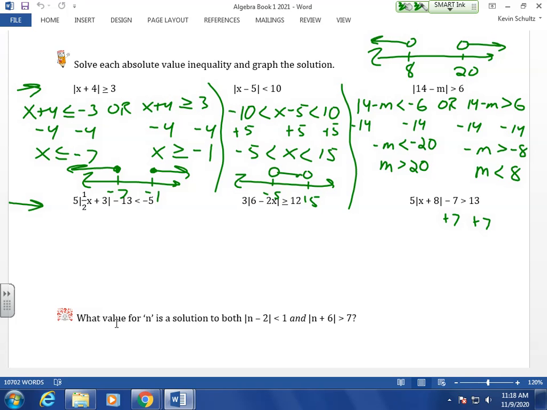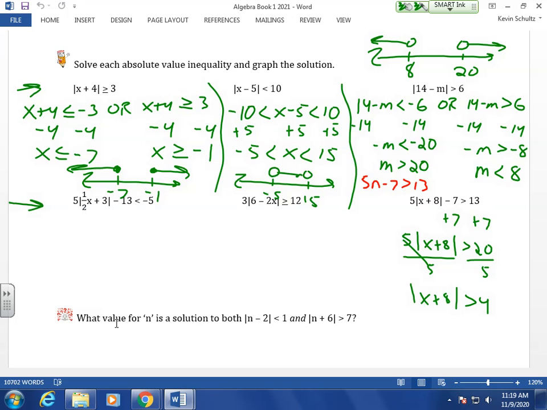It's almost like you're treating the bars like a variable themselves, right? If this read, 5n minus 7 is greater than 13, well, to get n by itself, you'd add 7 and divide by 5. Kind of the same thing we're doing here, just to get the bars by themselves. Add 7, that gives us 5 times the absolute value of x plus 8 is greater than 20. Divide both sides by 5, and we get the absolute value of x plus 8 is greater than 4.